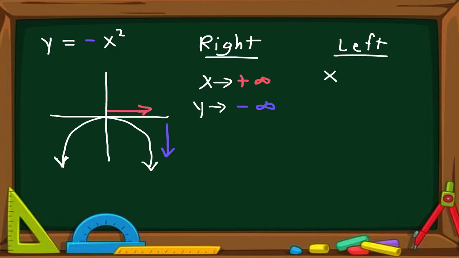Now let's do the same for negative x cubed. As x approaches negative infinity, what happens to y? As we go towards the left, the y values are increasing in the positive y direction. So it goes towards positive infinity. It's going up. And for the right end behavior, as x approaches positive infinity, as we move towards the right side, we can see that the curve is going down. So y approaches negative infinity.